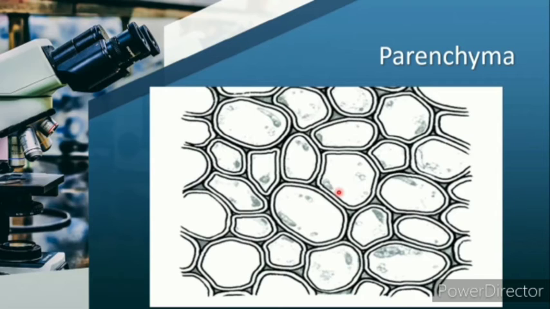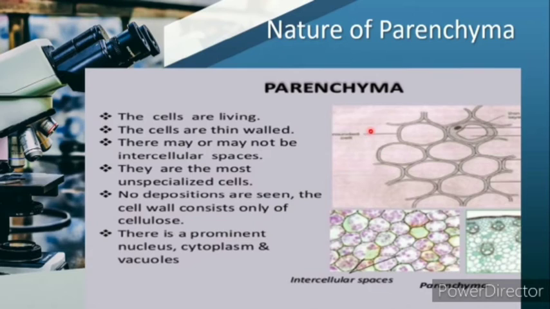Because the nucleus is present in this particular tissue, it's a living tissue. And here students, this is a living tissue and the cell wall is very thin. Also you find intercellular spaces in some regions, and in some regions the intercellular spaces are absent. These cells are unspecialized cells because they do not perform a specific function. It is only performing the storage function, that's it. Other than that, it's not performing any specific function.